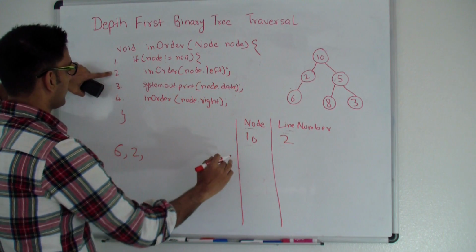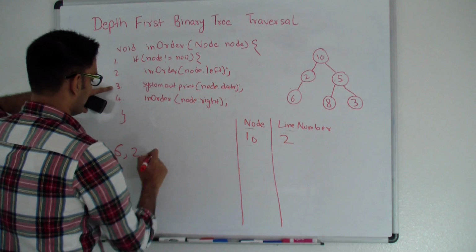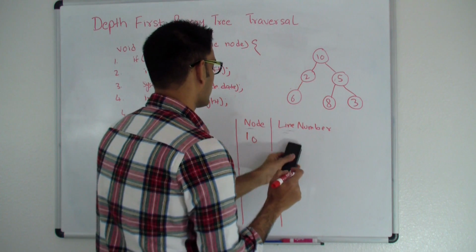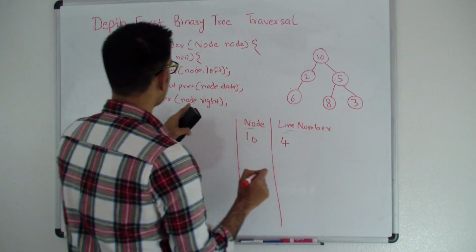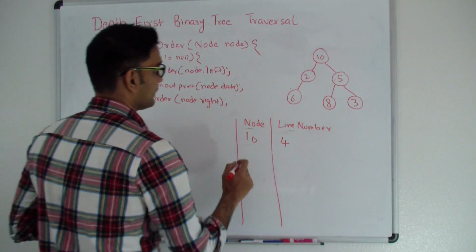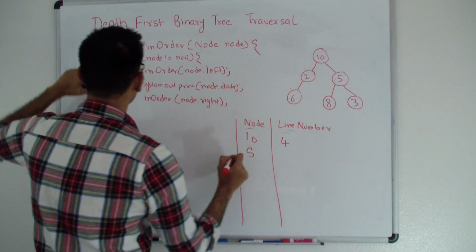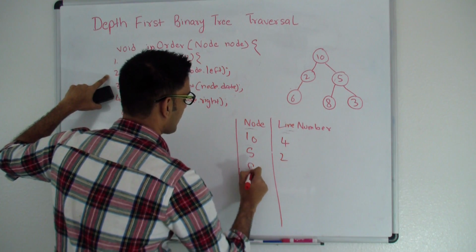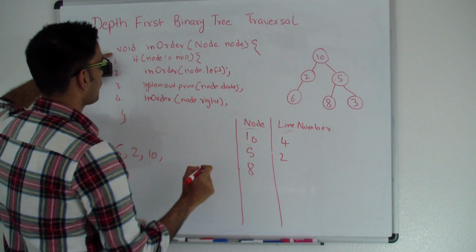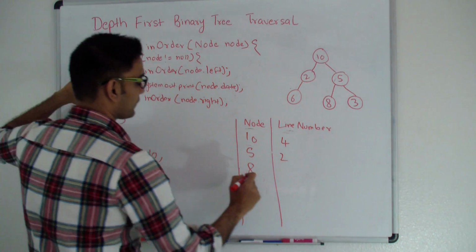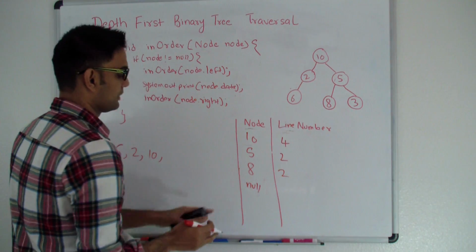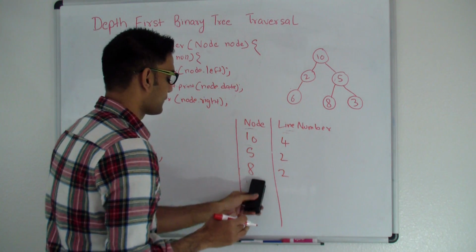So now 10 executed line number 2, so 10 is going to print out its data, and then we are going to execute line number 4 for 10. So saying node.right, so 10's right is 5, 5 is not null, so it's going to go in its own recursion with 8. And so now node is 8. Again, 8 is not null, so it's going to go in its own recursion with 8's left, which is null. So now null does nothing, so it comes back from there.